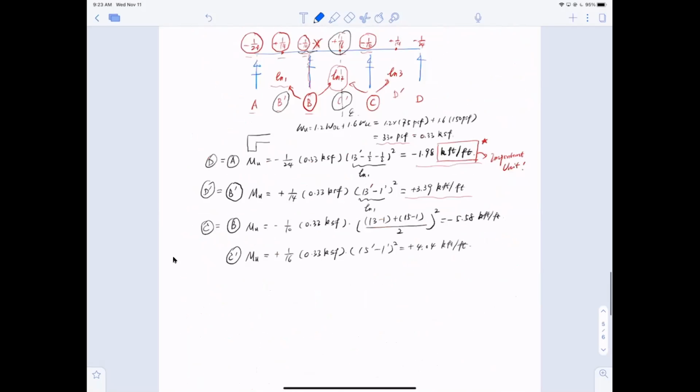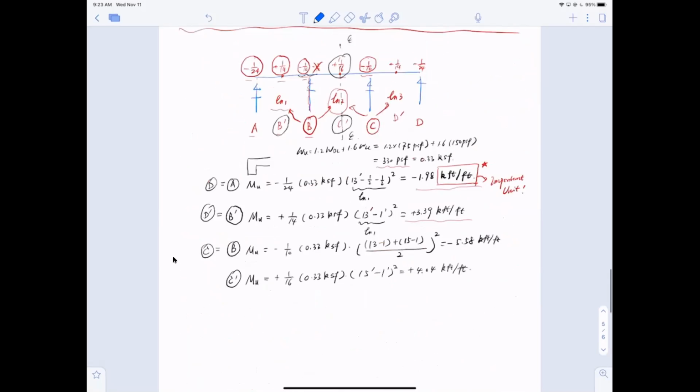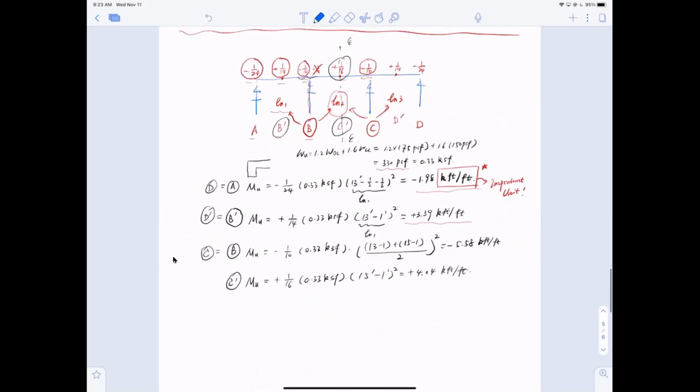All right, so here, these are the moments and you just compute that. You have all this loading, you find the span length and compute that. Now, last but not least, when you calculate, make sure that you have the units correct. They are kip-foot per foot. For one-way slab, everything is per foot. So make sure you have the correct unit.